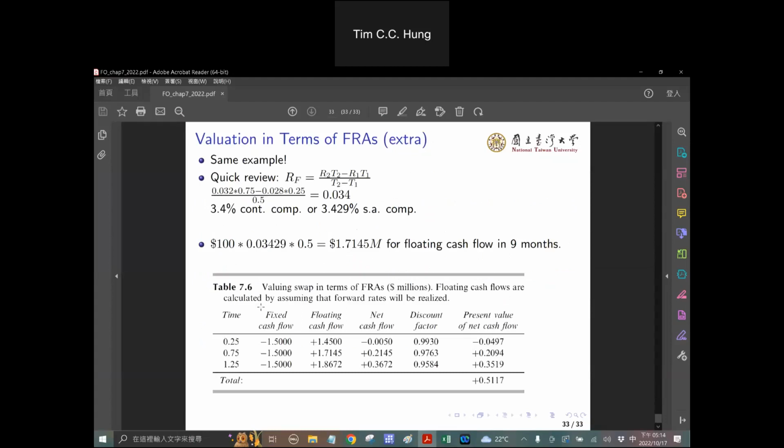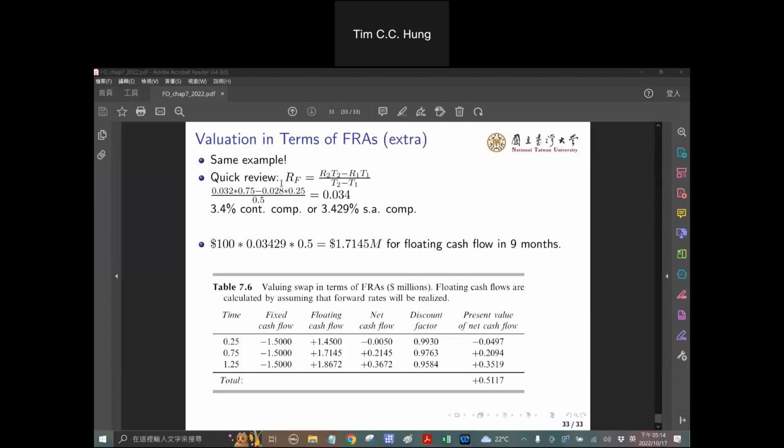We're standing at this time point 0, 0.25, 0.75, 1.25. This is 3 months, 9 months, 12, 15 months. We know that the 0 rate for this period is 2.8%. We know that the interest rate for this period is 3.2%. So we're asking, what is the forward rate for this period? Can you guys do the calculation? We learned about it, and you know that it's very straightforward.